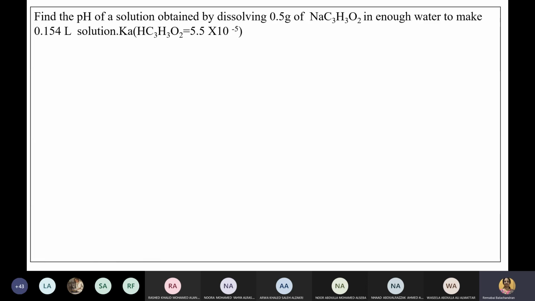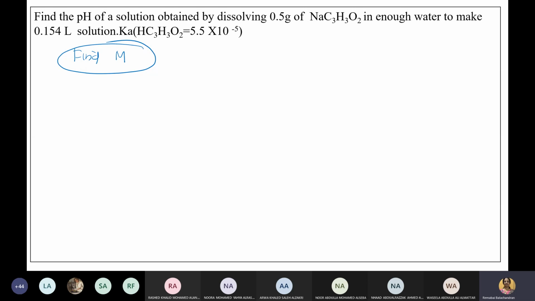Similar question. Find the pH of the solution obtained by dissolving 0.5 gram of sodium acetate in enough water to make 0.5 liter solution. Ka of the acid is given. You just tell me how to solve it. Tell me the 5 steps. Step number 1, find the molarity.